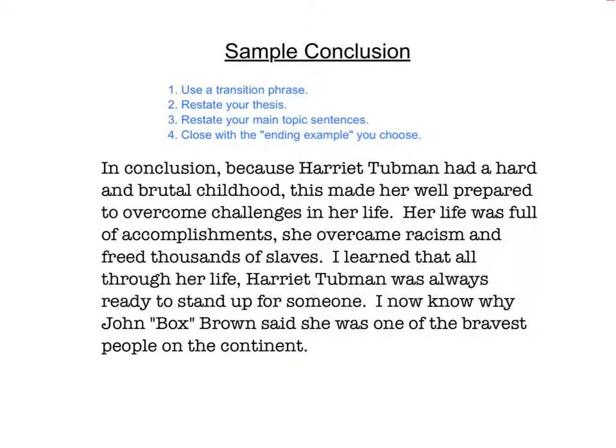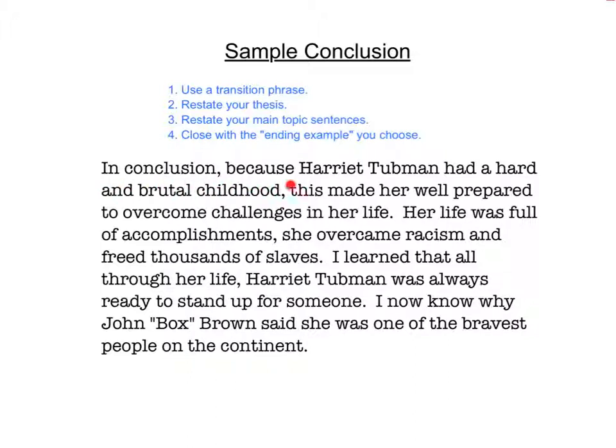And then here is my sample conclusion. There are 4 things that your conclusion must contain. You must use a transition phrase, restate your thesis, restate your main topic sentences, and close with the ending example that you chose. Let me read you my conclusion, and then I'll go back and I'll show you the parts. All 4 of these parts are in my conclusion.